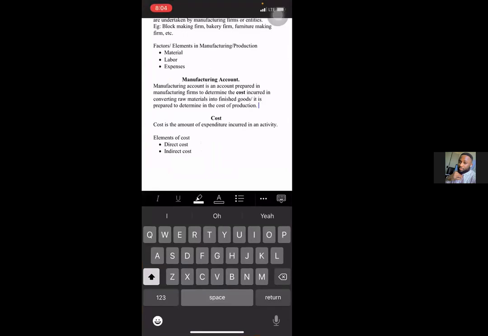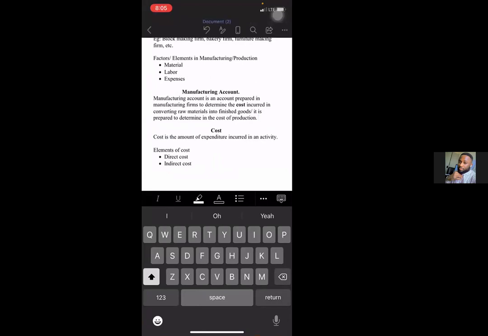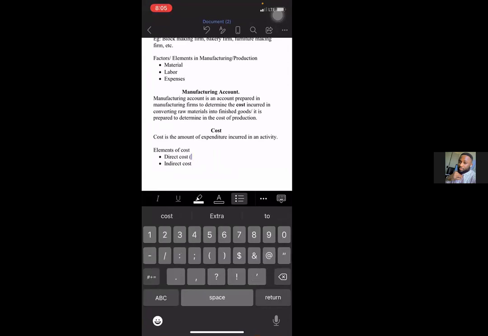Good. So in manufacturing account, we have cost and what? Production, because it is prepared to know cost of production. And then we have the element of manufacturing here, and the element of cost. Under cost, we have direct cost and indirect cost. So what is a direct cost?